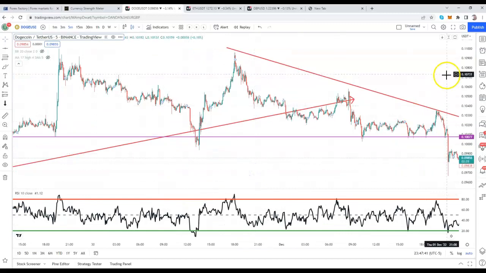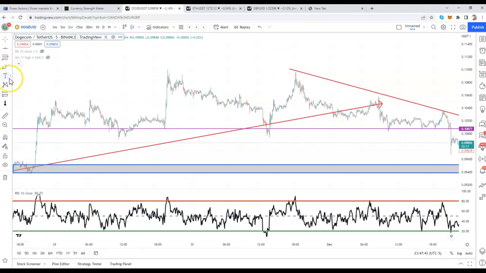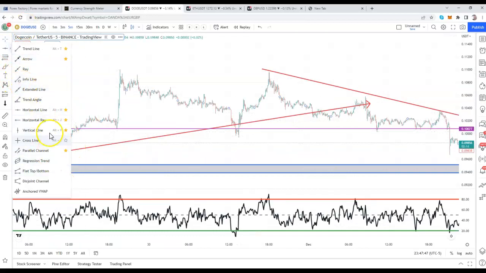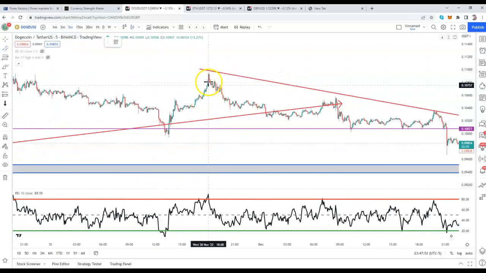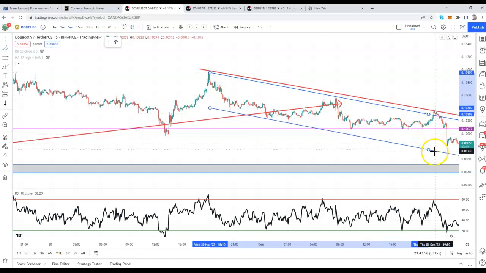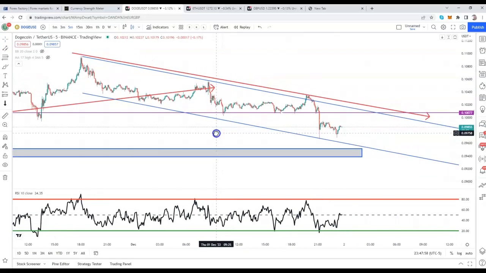Just a little basic chart markup, understanding TradingView, showing you where you could find your lines, your vertical lines. Now, say you want to draw a channel. Say you want to see price in a channel. You could do channels, right? Price is channeling within here.